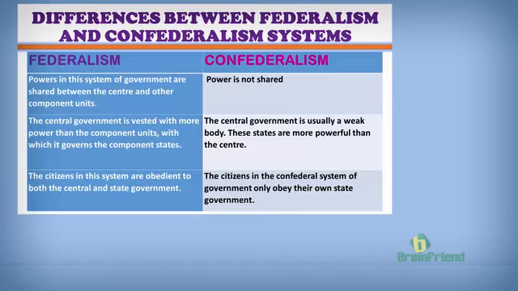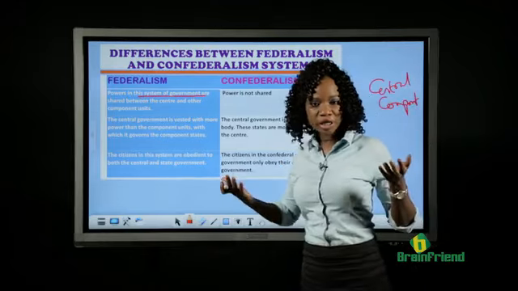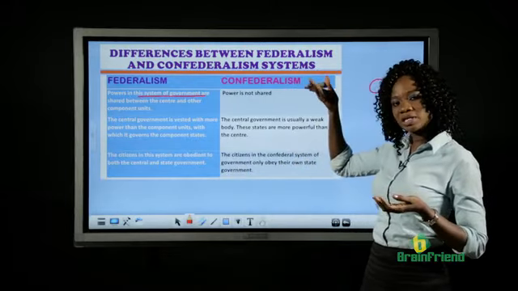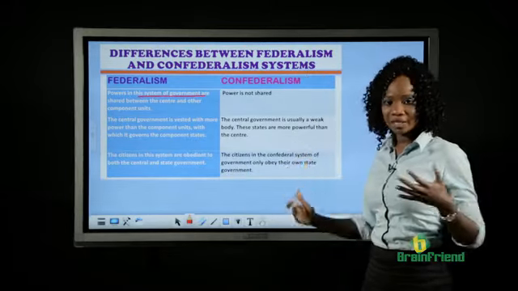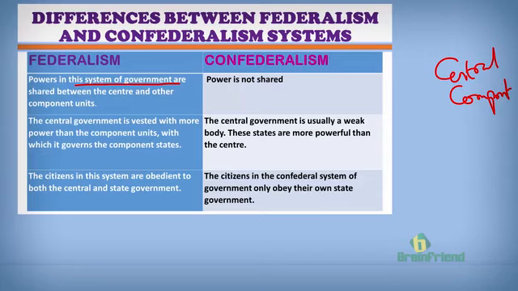Having looked at the merits and demerits of a confederal system of government, I'd like us to take a look at the differences between a confederal system of government and a federal system of government. The first point states that in the federal system of government, powers are shared between the central government, which is at the center, and the component states. Although the powers vary and are not equal, the powers given to the central government are way more than the powers shared to the component units.